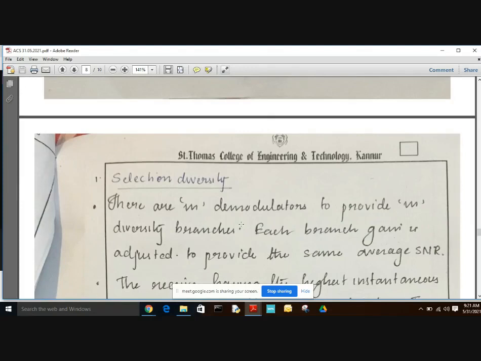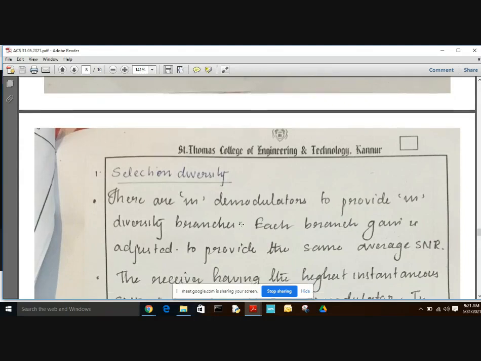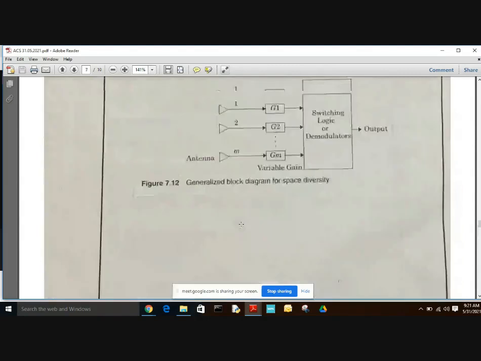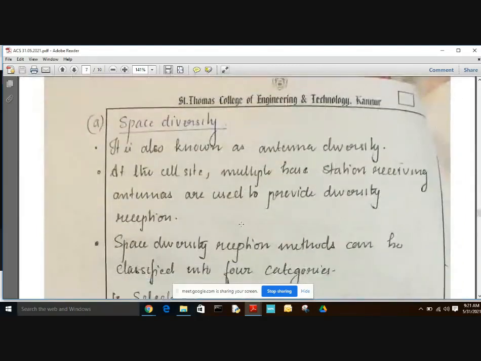And for the large scale fading, which is caused by shadowing at the receiver, the technique is called macroscopic diversity. So there are two types of diversity technique: microscopic diversity technique and macroscopic diversity technique. Microscopic diversity technique is with respect to small scale fading, and macroscopic is with respect to large scale fading. Based on that, we have different types of diversity technique.